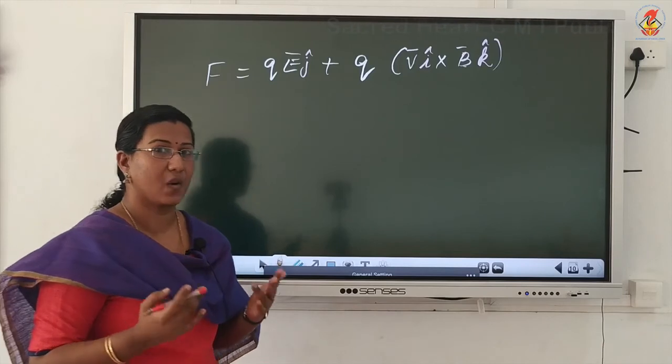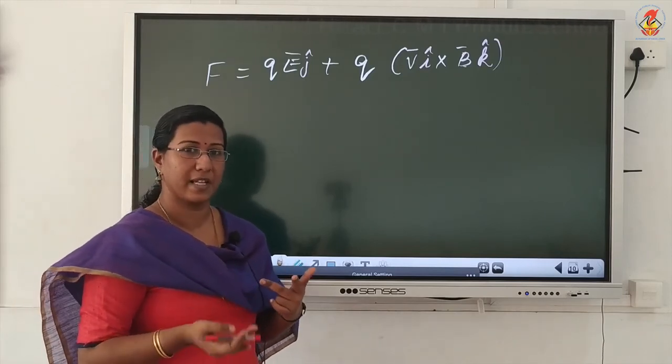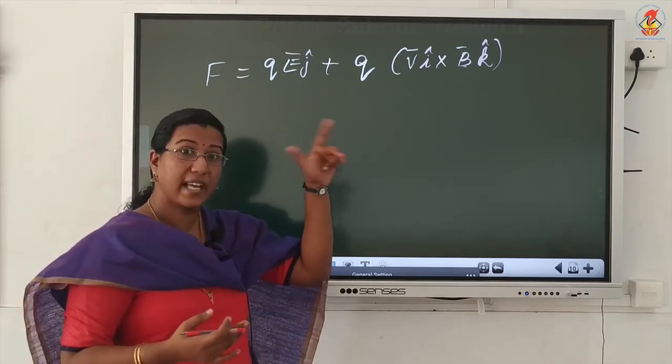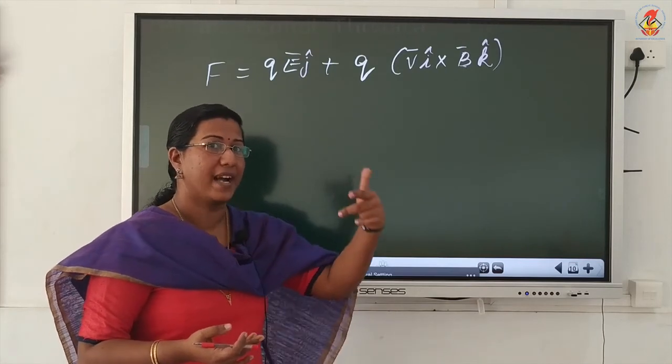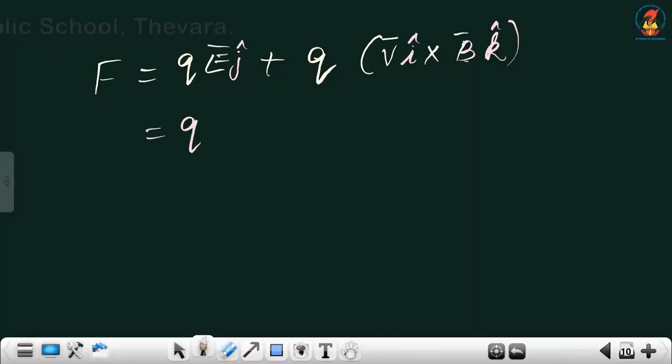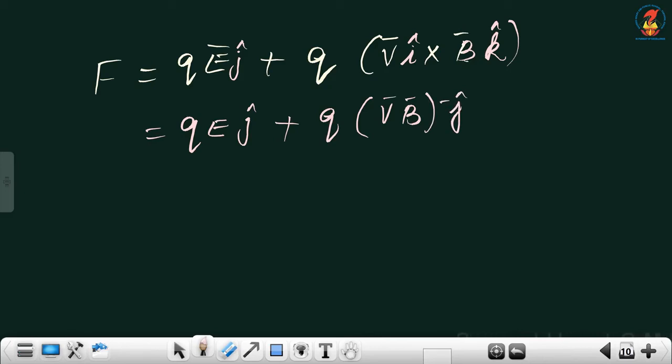And you know, two vectors perpendicular to each other means the resultant will be perpendicular to both the vectors. Here it is I cross K, not K cross I. So, the resultant will be along the minus y axis, or the minus J direction. So, we can write this equation as QE J plus Q into VB, the direction minus J, equal to Q into (E minus VB) into J.